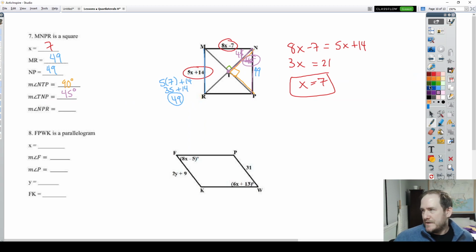Then you got NPR. And from N down to P down to R, that's just this whole angle, which of course is 90 degrees, because we're a square. Squares have 90-degree angles. So that's 90.